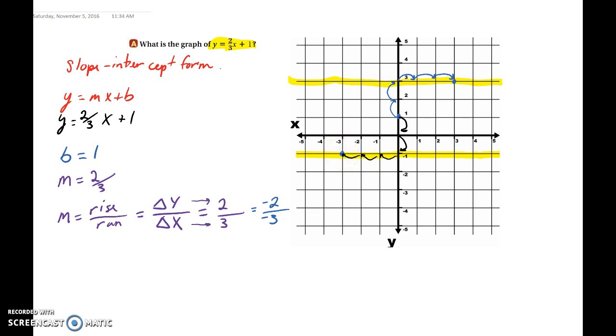All right, you do not need to make 3 points whenever you graph. All you need is 2 points to make a line, because as we learned in chapter 1, through any 2 points we can make a line. So then we would just draw a line. You guys would use a straight edge. I don't have one right now, but you guys would use a straight edge. And that is our graph of y is equal to 2/3 x plus 1.